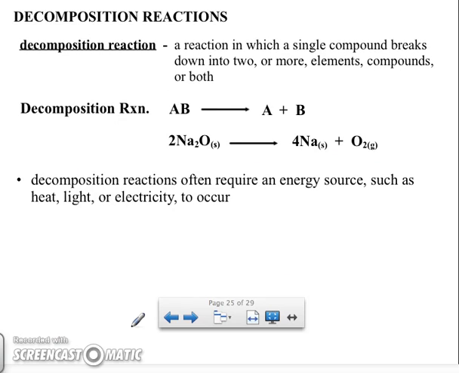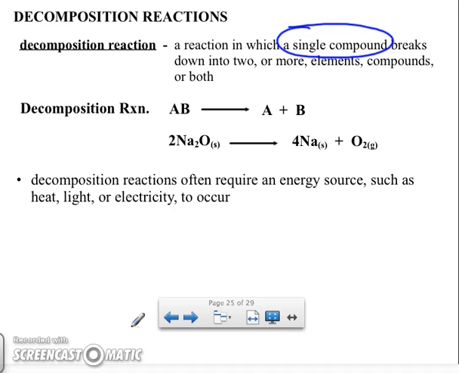A decomposition reaction is a reaction in which a single compound breaks down into 2 or more elements, compounds, or both. Again, a single compound, one substance on the left side of the arrow, one reactant, breaks down into 2 or more elements, compounds, or both. Let's take a look at the example decomposition reactions.